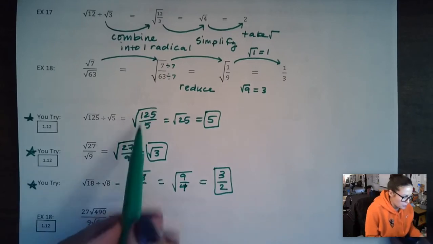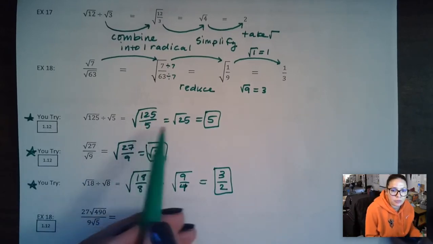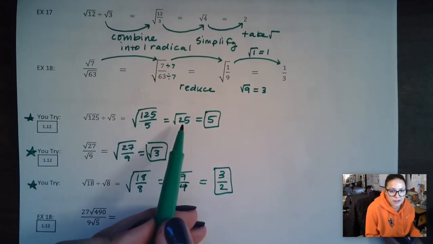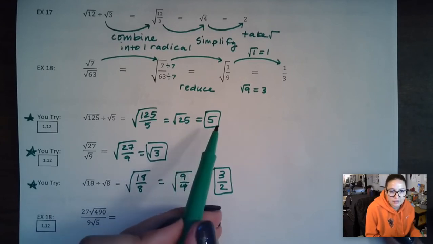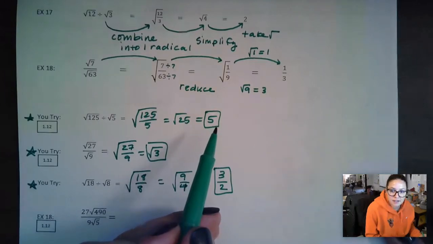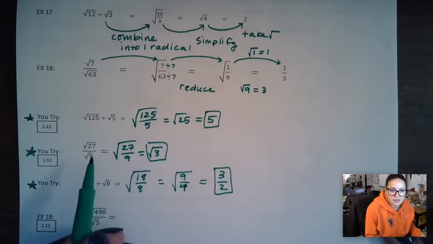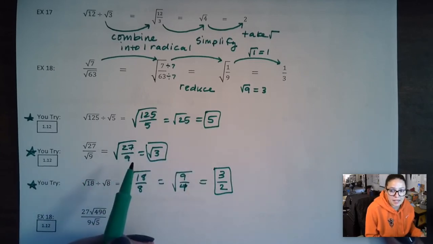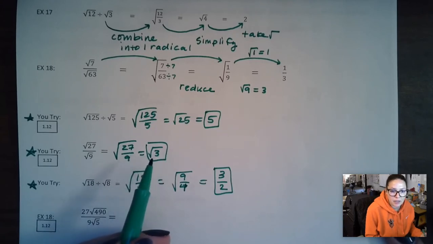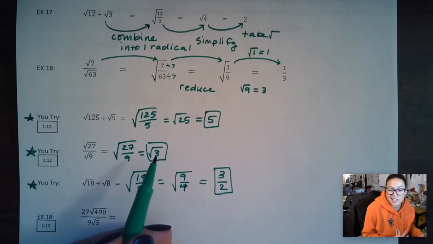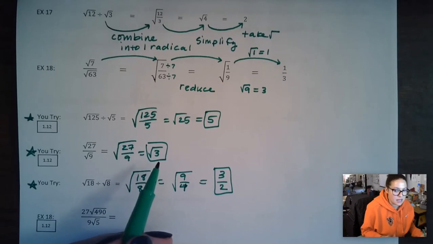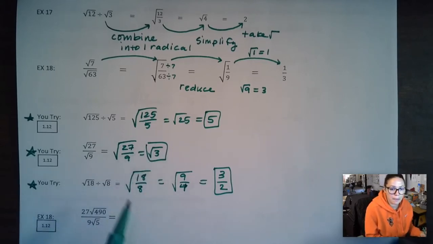All right, for the first one, we combine it into one square root. 125 divided by 5 is 25. And 25 is a perfect square, and the square root of 25 is 5. Second one, combine it into one radical. When we divide, we get the square root of 3. Well, I can't do anything with the square root of 3. It's not a perfect square. I can't simplify it, so that's my final answer.